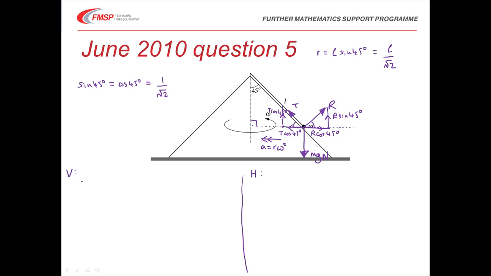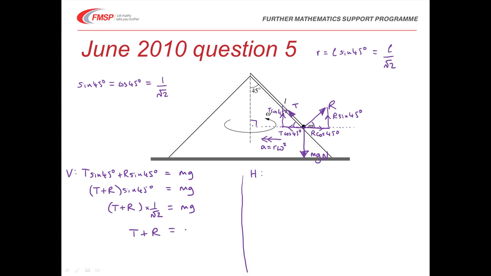So vertically then, we have the component of the tension upwards, the component of the reaction force upwards, and the weight downwards. We've got T sine 45 plus R sine 45, and that's equal to mg. Well, of course that means I've got both T and R times sine of 45 equal to mg. Well, sine 45 is 1 over root 2, so T plus R times 1 over root 2 is mg, and therefore at its simplest I've got T plus R equals root 2 mg.